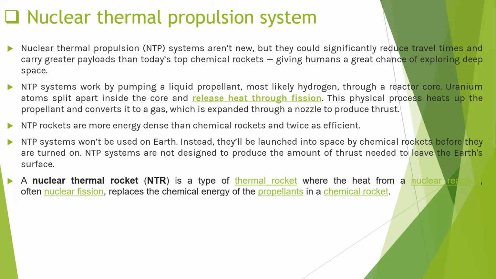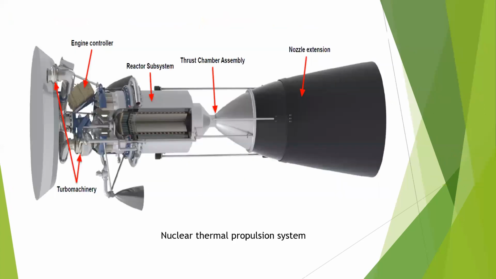A nuclear thermal rocket is a type of thermal rocket where the heat from a nuclear reaction, often nuclear fission, replaces the chemical energy of the propellant in a chemical rocket. Now we will see the diagram of the nuclear thermal propulsion system. These are the parts of nuclear thermal propulsion systems. First, we see the turbo machinery, engine controller, reactor subsystem, thermal chamber assembly, and nozzle extension.